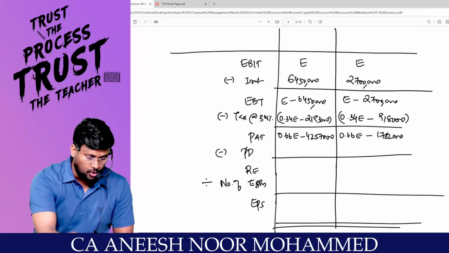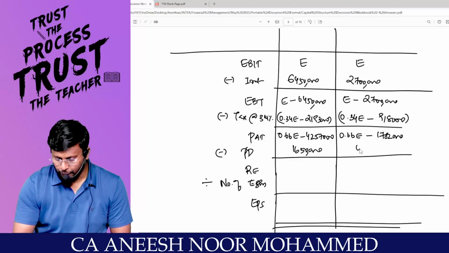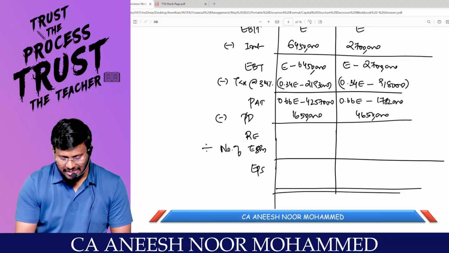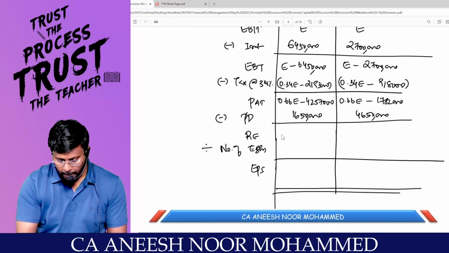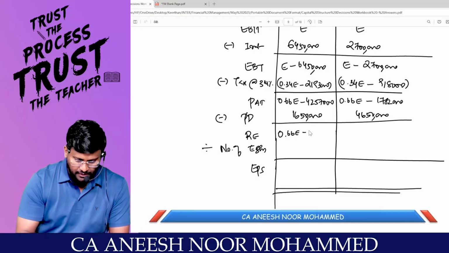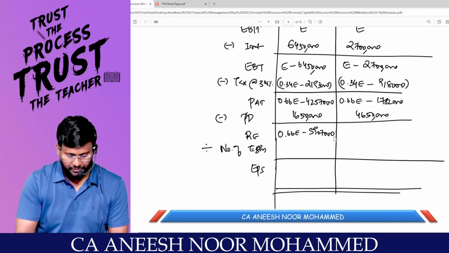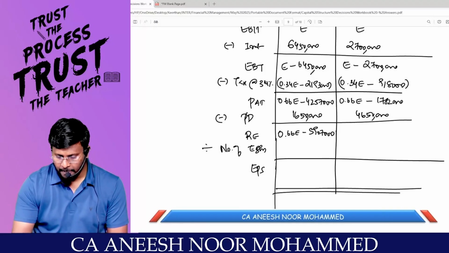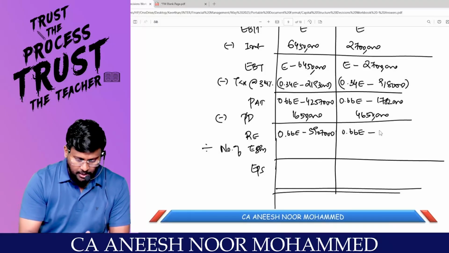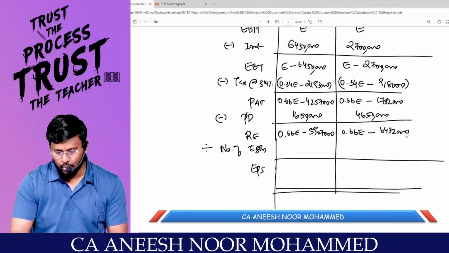Please help me. What is the option number 1? 16 lakh 50,000. And option 2, 46 lakh 50,000. Comfortable? My residual earnings will be 0.66 E minus 42 lakh 57,000 plus 16 lakh 50,000, which is 0.66 E minus 59 lakh 7,000. Is my calculation right? And 0.66 E minus 17 lakh 82,000 plus 46 lakh 50,000, which comes to 0.66 E minus 64 lakh 32,000.